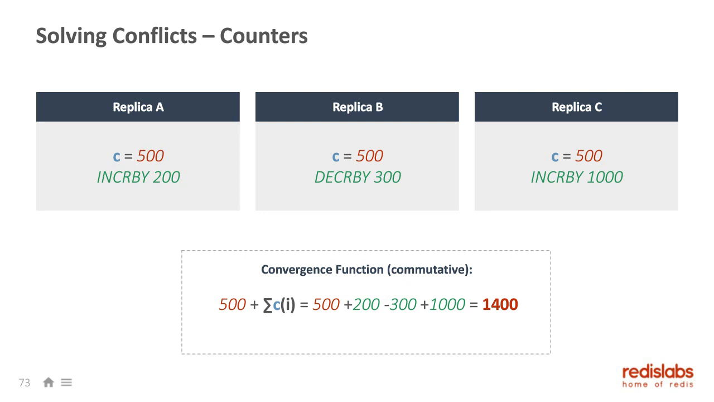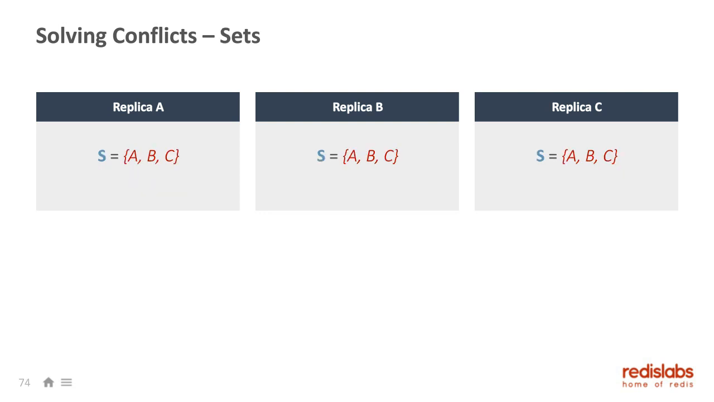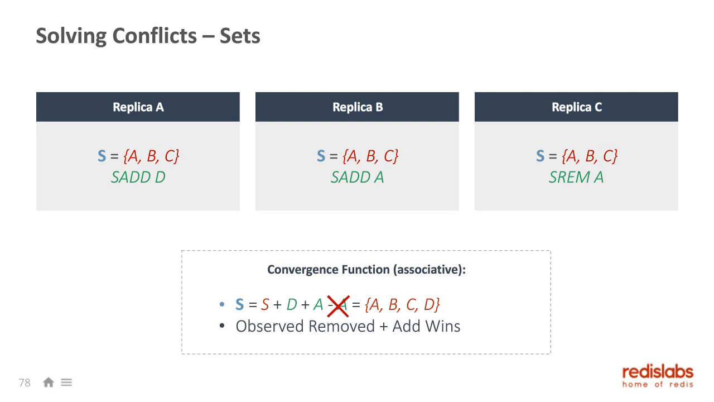A different conversion function is, for example, for sets. If you would add B, add A, remove A, then actually the addition is going to win over the removal. So every replica will effectively still see the element A in its set.